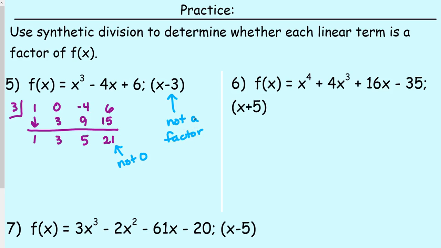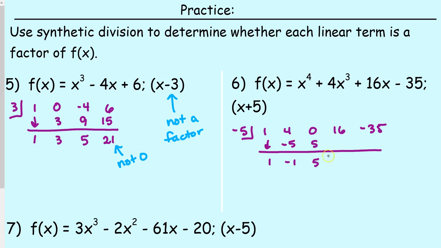Okay, try number 6 and 7, maybe pause and try them, and then resume. For number 6, we're putting negative 5 in the box. We have 1, 4, 0 for the x squared term, 16, negative 35. Bring down the 1, multiply by negative 5, write it down and add. Repeat that for each remaining column. I got a 10. Hopefully I didn't do that too fast and make a mistake. That's not a 0. So again, we have no, it's not a factor.